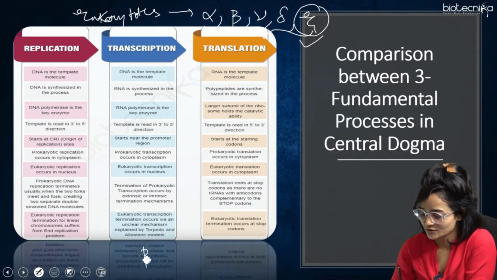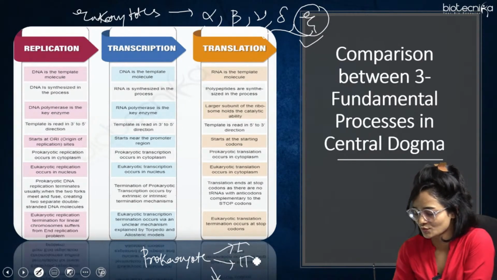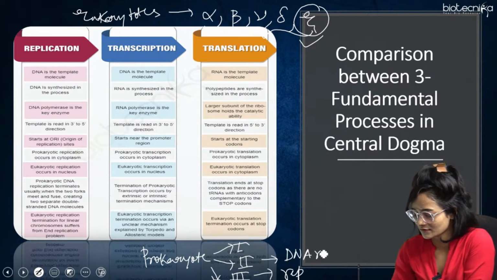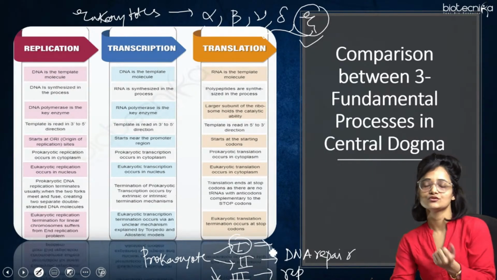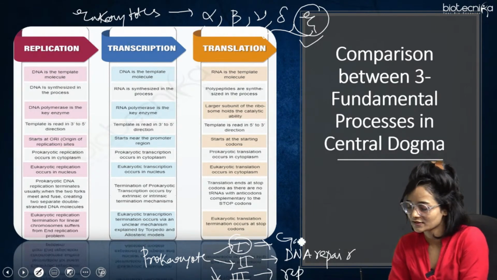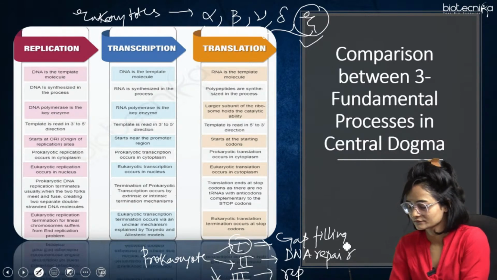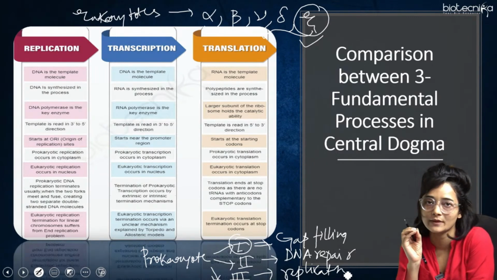In case of prokaryotes, what happens? Everybody knows that prokaryotes have 3 types of DNA polymerases, DNA polymerase 1, 2, and 3, out of which 3 is majorly responsible for the replication process, 2 is majorly responsible for DNA repair, and 1 is basically used for gap filling when the primer is being removed. So this is the major thing. These are the basic concepts, you need to remember them.